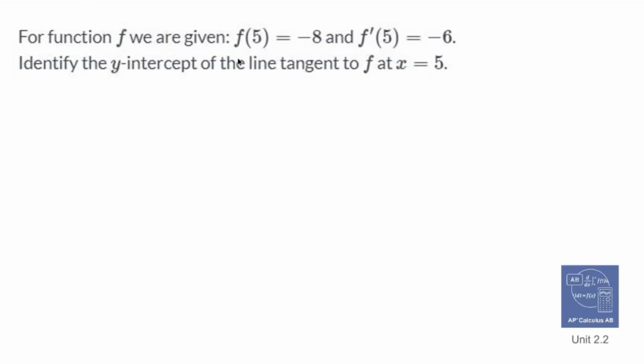For function f, we are given f of 5 equals negative 8 and f prime of 5 equals negative 6. Identify the y-intercept of the line tangent to f at x equals 5. So I'm just going to draw some random graph, all right? The derivative gives you slope at a specific point. It's the slope of the tangent line at a point. So if this was 5, the slope at 5 would be negative 6. Now, granted, my picture is not super accurate, but you get the right idea.